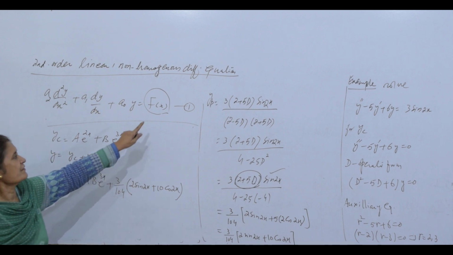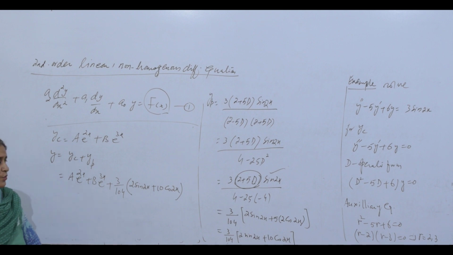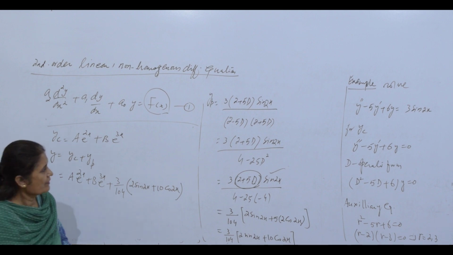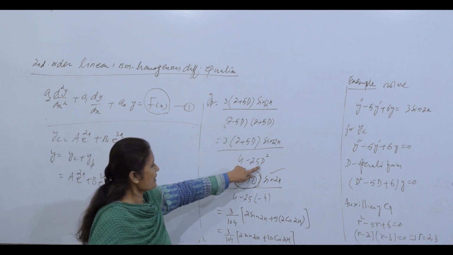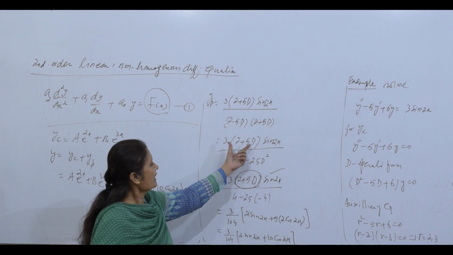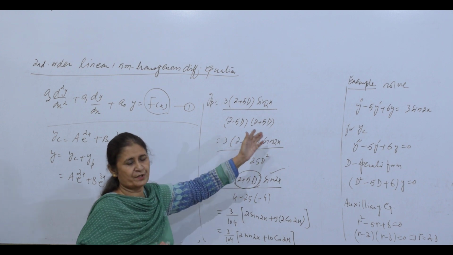If the right hand side function is a trigonometric function, sine and cosine, how to proceed: if D is there, you have to rationalize. Once you rationalize, as soon as D square is there, apply the rule and the numerator is operated on the function.